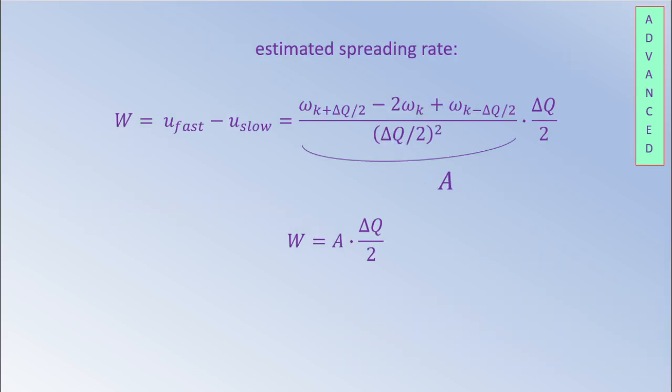If we now multiply the numerator and denominator by 1/2 of delta q, then we can rewrite the spreading rate as the product of a variable coefficient a and half of delta q. According to our definition, coefficient a depends on both k and delta q in a rather complex way. However, it's possible to construct a simpler estimate for a, in which a will depend only on k. In order to do this, we will replace the real function omega of k with an approximate quadratic curve.